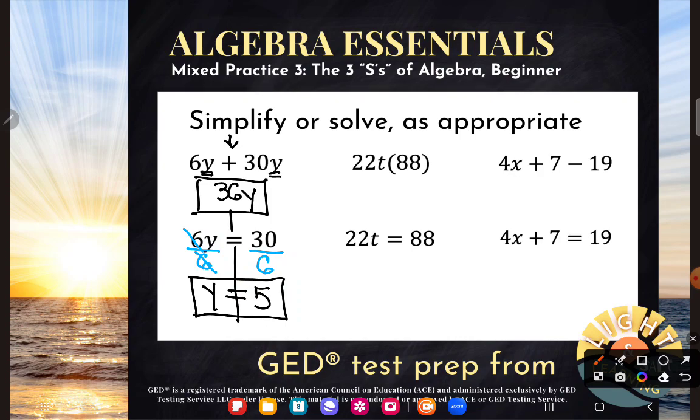Awesome. Let's look at the next example. 22t times 88. So, expression or equation? This is just a single expression. I have no relationship to another expression. All I can do is obey the symbols. And what did the symbols tell me to do? Well, they say to take 22t and multiply by 88.